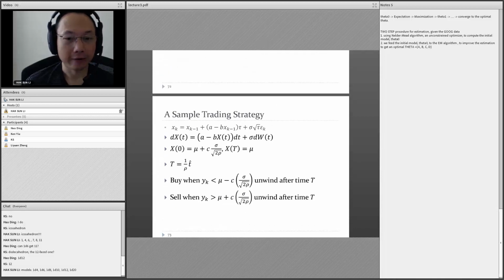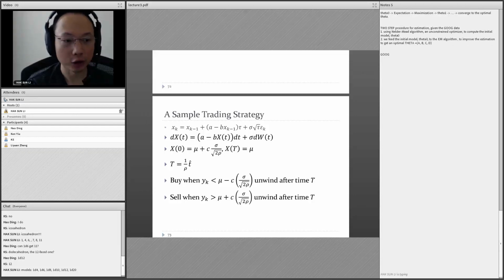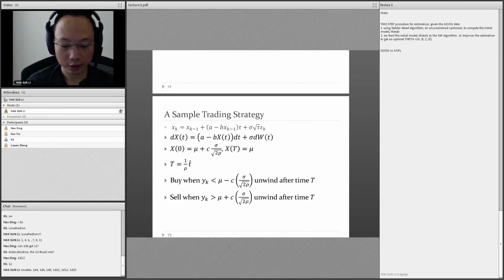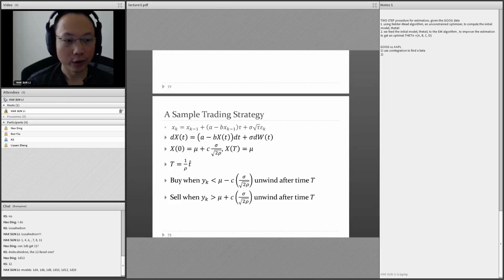So based on everything that we just discussed, we can come up with a trading strategy, a simple sample trading strategy. Let's say we want to trade Google versus Apple using the Google and Apple data. What we do is use co-integration to find a beta. And then we create a synthetic asset, X equal to Google minus beta times Apple.